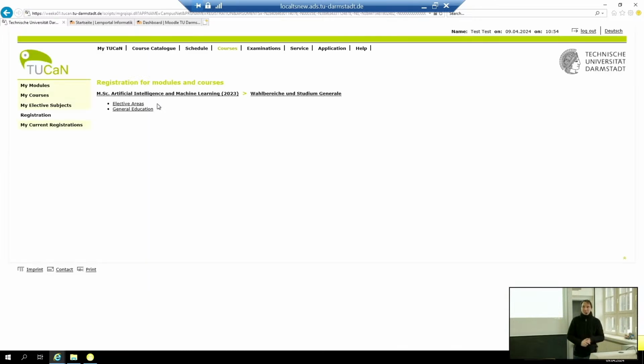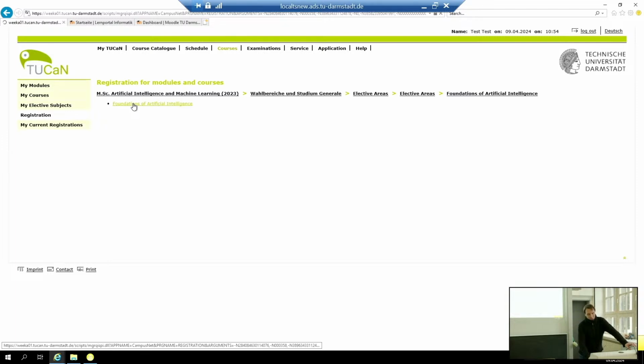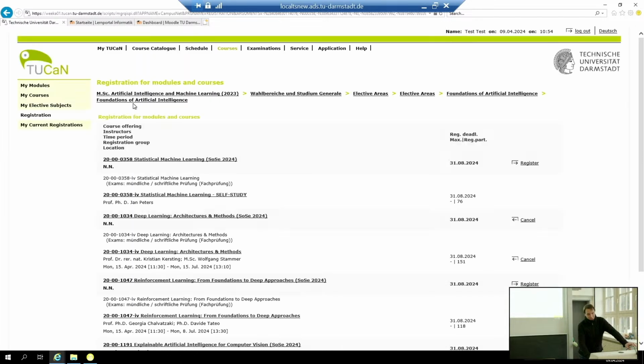Electives in Studium Generale. This is essentially the structure of your study program. So here it's translated. Elective areas. Okay, I want to go into the foundations of AI. Yeah, I want to go into this area. Perfect. Look, some modules and courses are popping up.